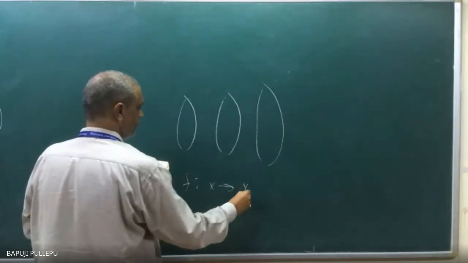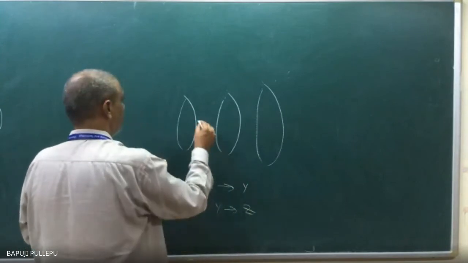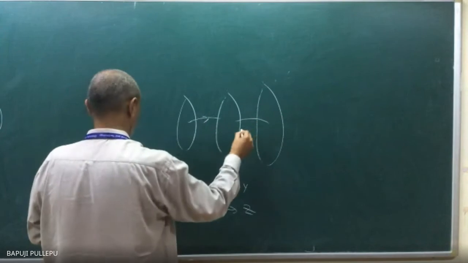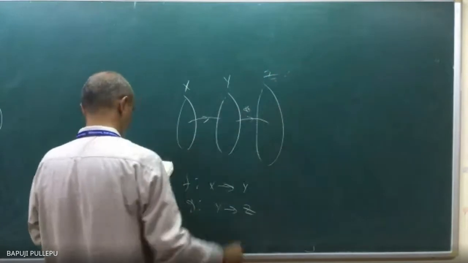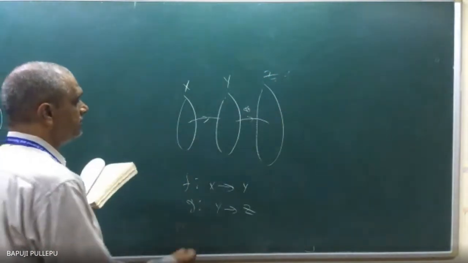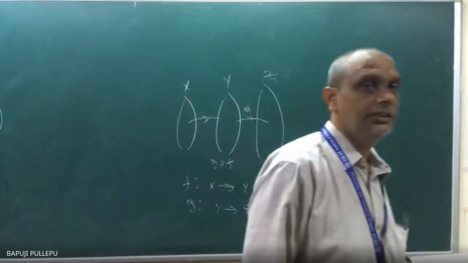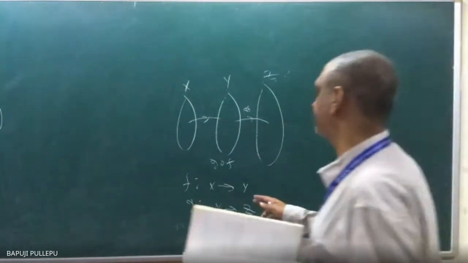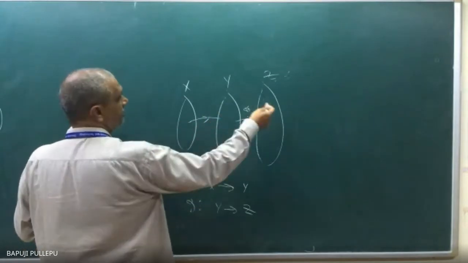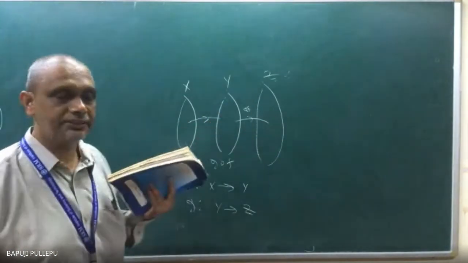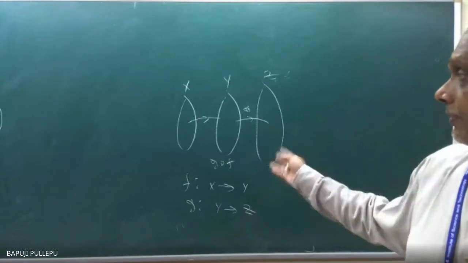f maps x to y, g maps y to z, over x, y, z. So this composition they will call g of f, reverse actually. g of f means what? First you will find the f mapping, from x to y, and from here to here you can see. That will be g of f of x. Correct or not? f to g will go. g of f means what? f of g means what? Reverse.